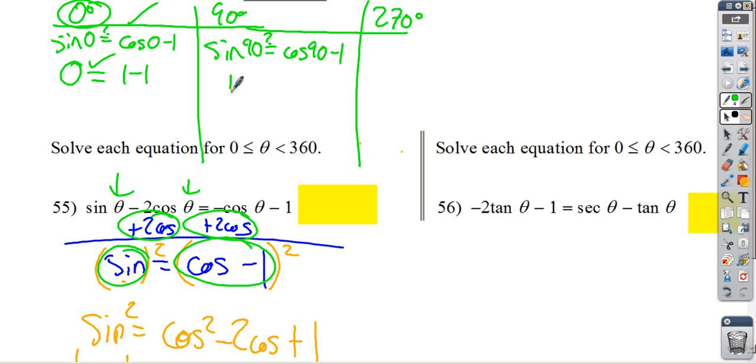Sine of 90, does that equal cosine of 90 minus 1? Sine of 90 is 1. Cosine of 90 is 0. 1 does not equal 0 minus 1, so 90 is an extraneous solution.